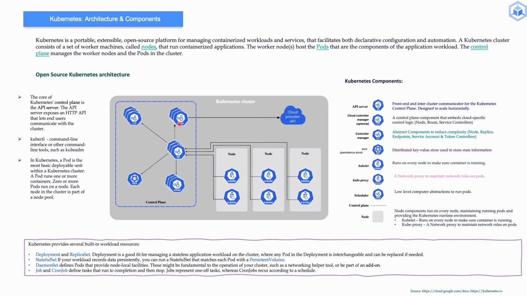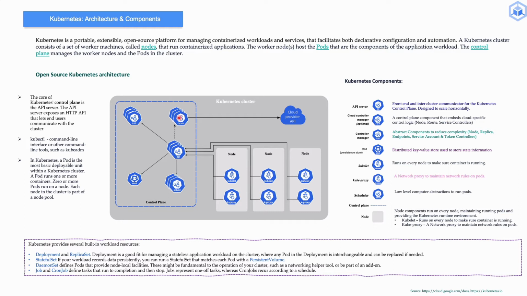Then the next one, and I will follow this path, is the Cloud Controller Manager. The Cloud Controller Manager is the part of the control plane that embeds cloud-specific control logic. So nodes, routes, service controllers. Because Kubernetes can be deployed on any cloud, it's an open service architecture.